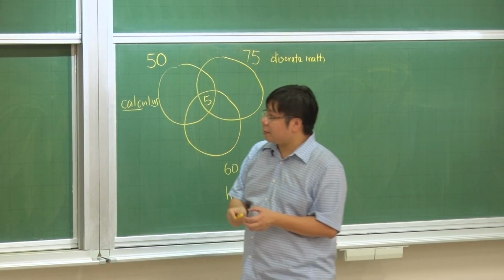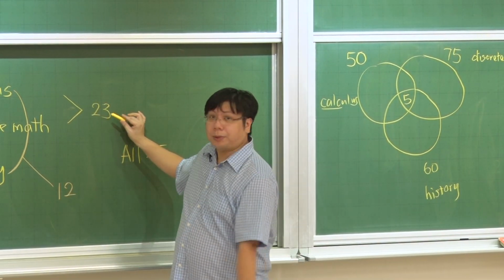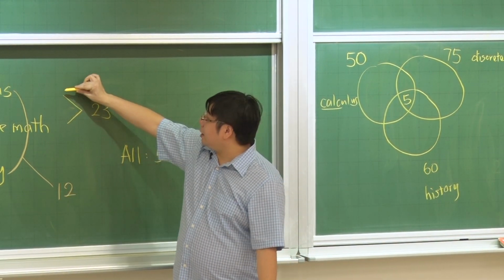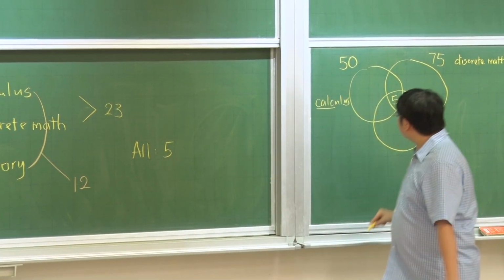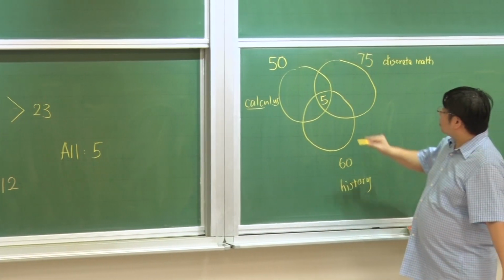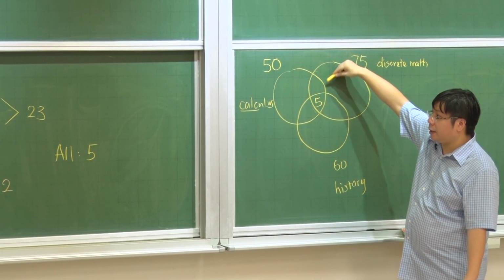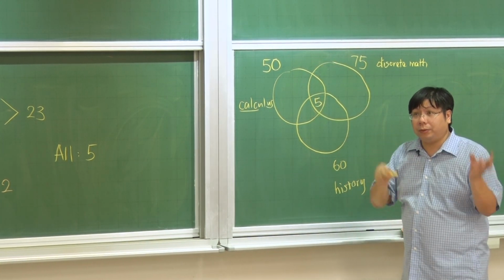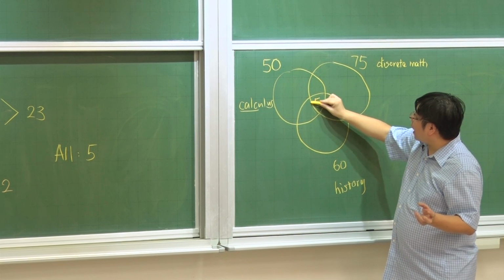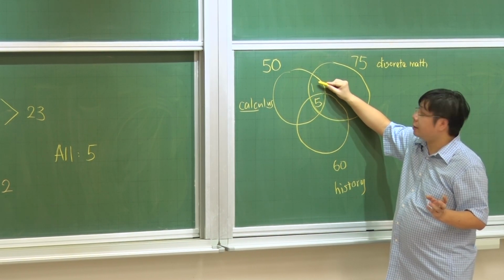Okay, so let me clarify again. I was making a wrong claim. These 23 people are studying these two, but they may still study history. So if I know that this is 23, then what do I know? This represents the part of students that study calculus and discrete math. Am I correct? There are 23 of them, and 5 are studying all, so I know that this is 18.